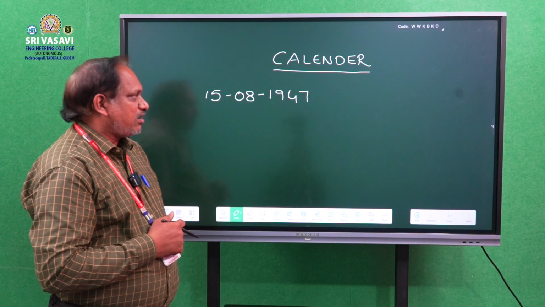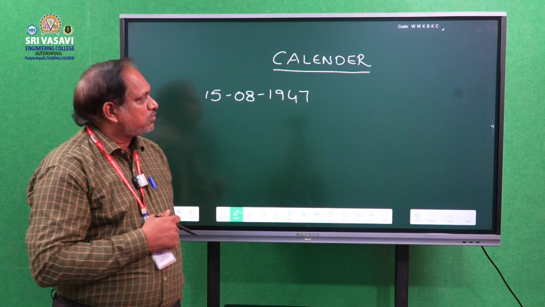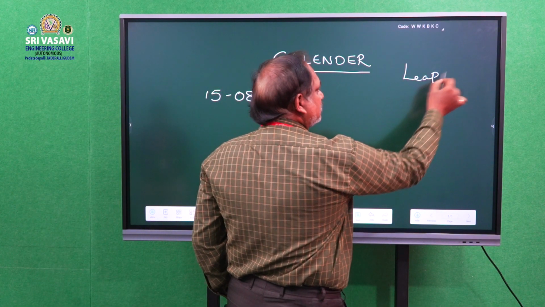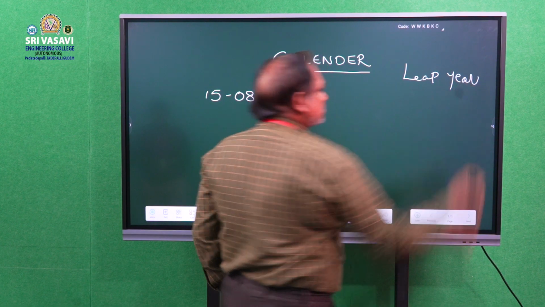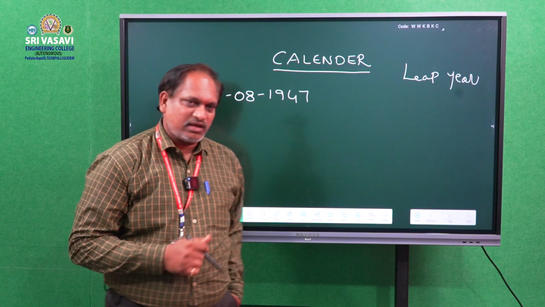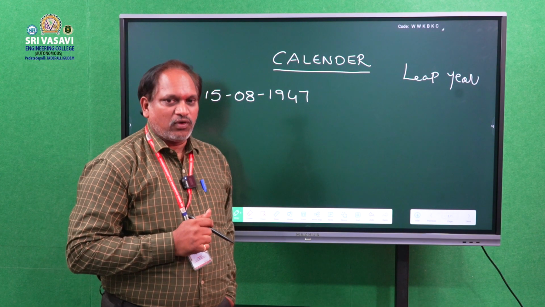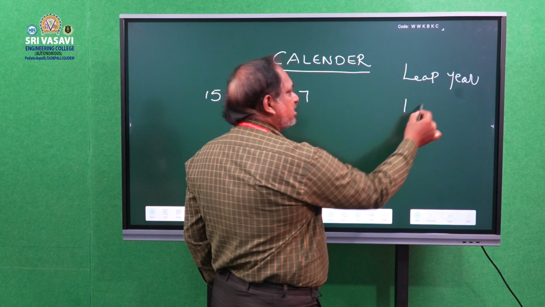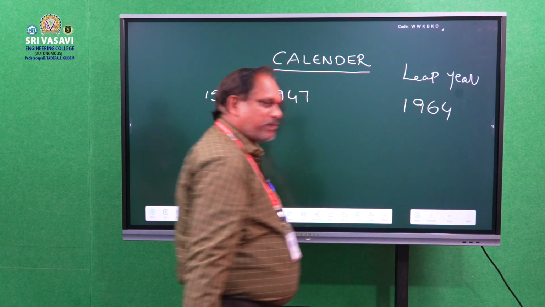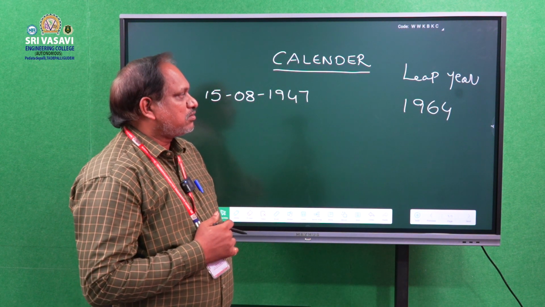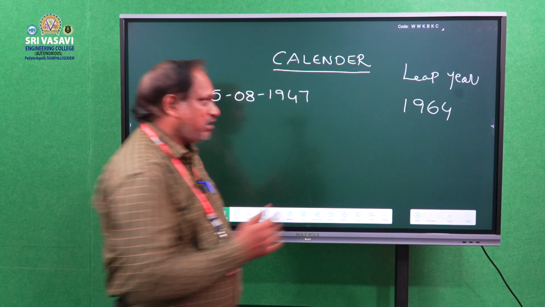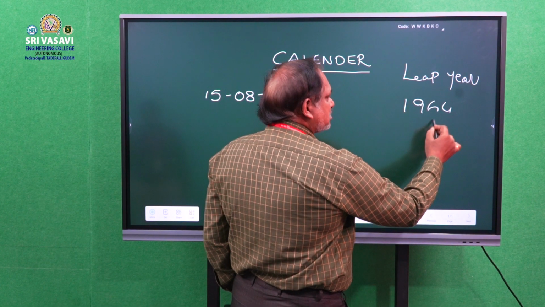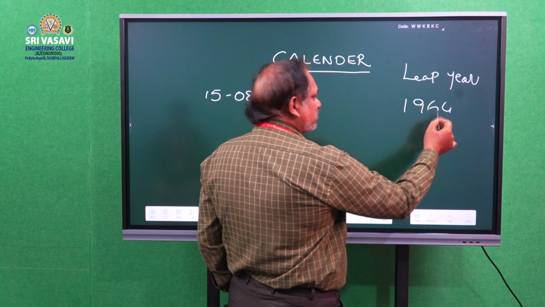To identify the day, first of all we need two points. The first point is identification of a leap year. Everyone knows leap year identification. Generally, when a year is divisible by 4, it is called a leap year. For example, 1964, identify whether it is a leap year or not. We need not divide the entire number. The divisibility rule of 4 is that if the last two digits are divisible by 4, then the number is divisible by 4.